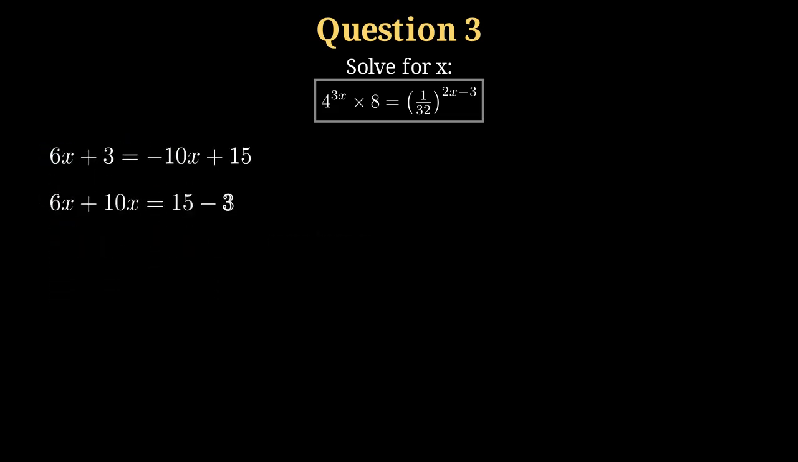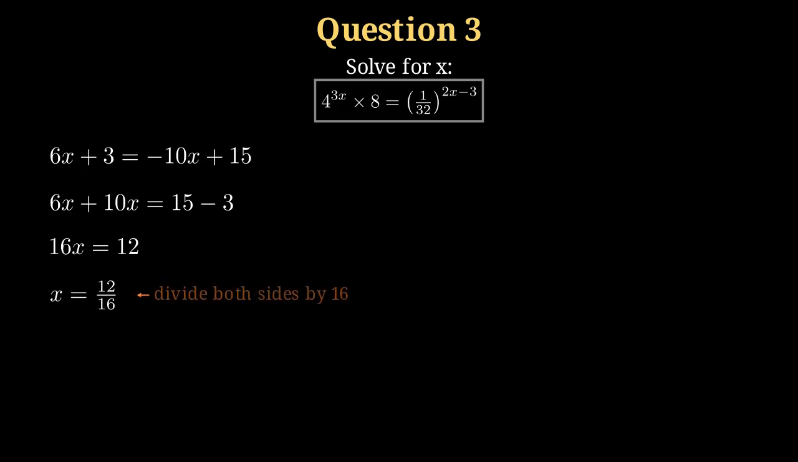Let's gather the x terms on one side and the numbers on the other. Add 10x to both sides and take 3 from both sides. That gives 6x plus 10x on the left and 15 minus 3 on the right. 6x plus 10x is 16x, and 15 minus 3 is 12.